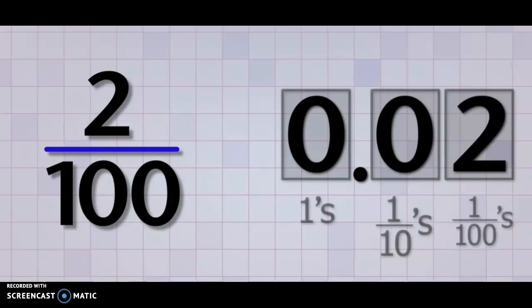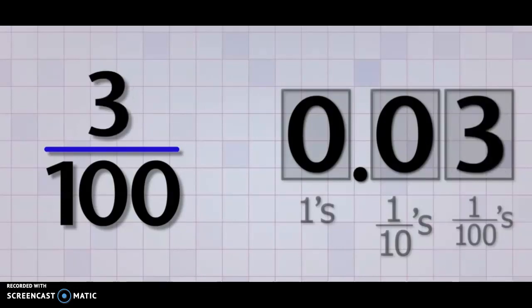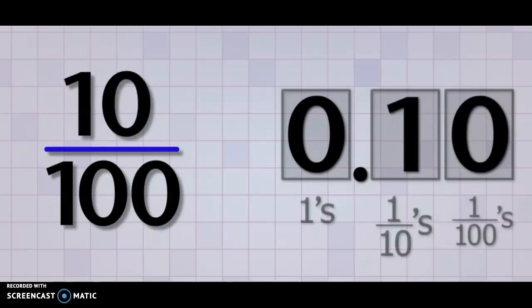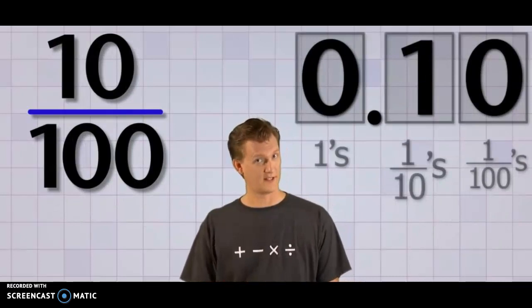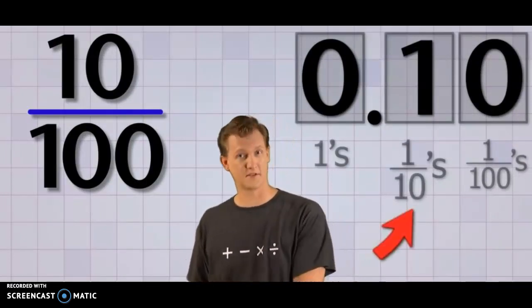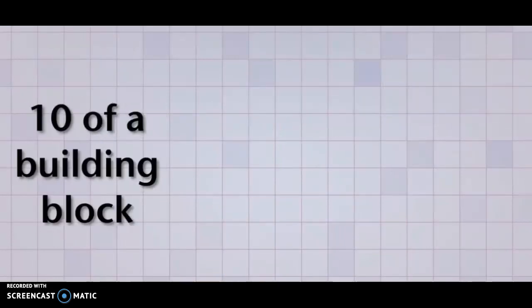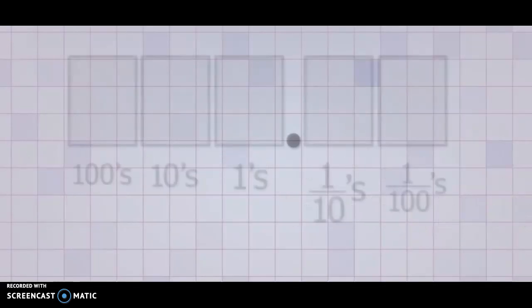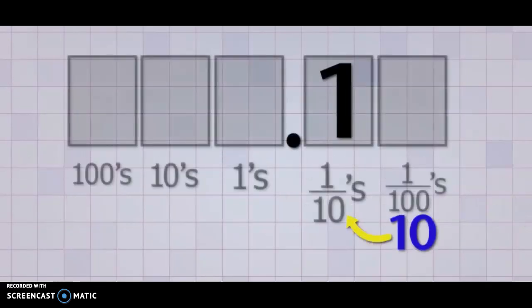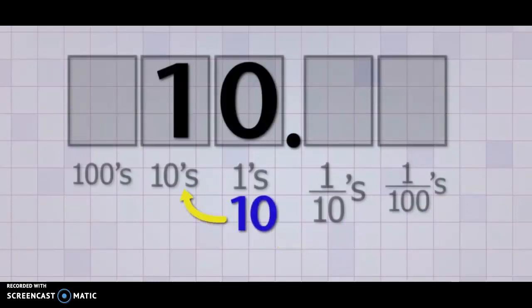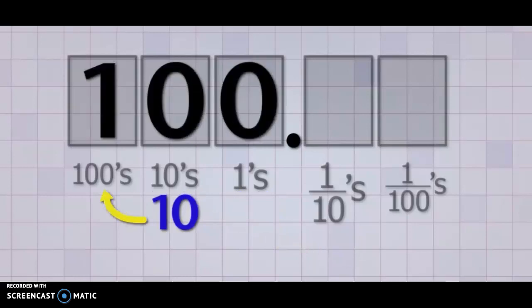Let's keep on counting with hundredths, just like we did for tenths. 3 hundredths, 4, 5, 6, 7, 8, 9, and 10 hundredths. But look what happened when we got to 10 hundredths. Just like before, we have to use the next number place to the left, the tenths place. This happens because any time you have 10 of a building block, they combine to form one of the next biggest building block. For example, 10 hundredths is a tenth, 10 tenths is a 1, 10 ones is a 10, and 10 tens is 100.